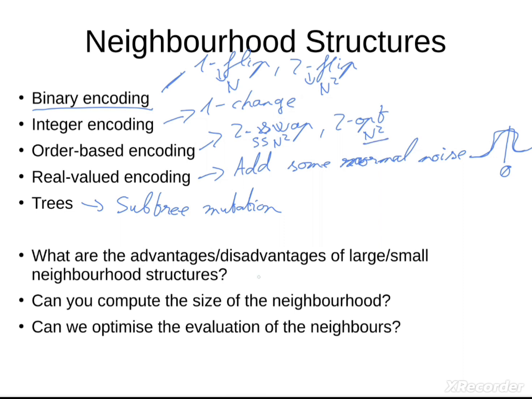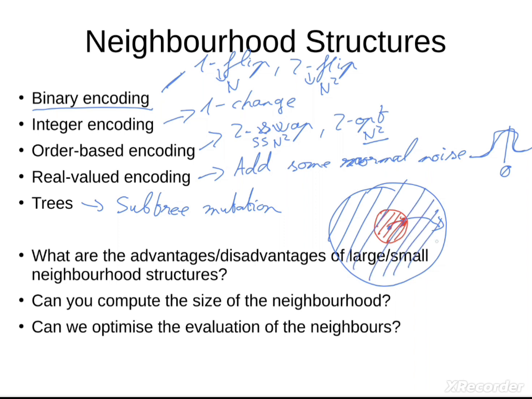So what are the advantages and disadvantages of large or small neighborhood structures? Well, if you are using large neighborhoods, then you are able to make large steps. If you are using small neighborhoods, then your steps are smaller. But an advantage of small neighborhood structure is that in order to evaluate the complete neighborhood, you take less computational time than the necessary for evaluating this large neighborhood.